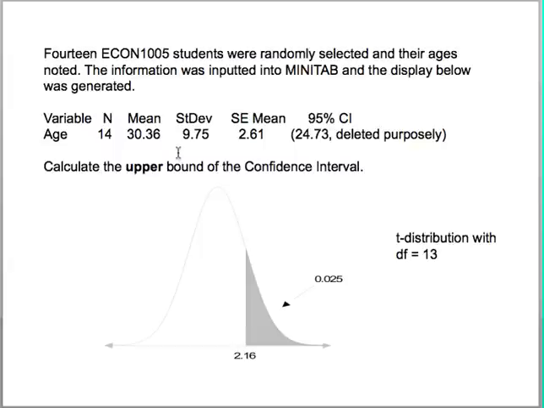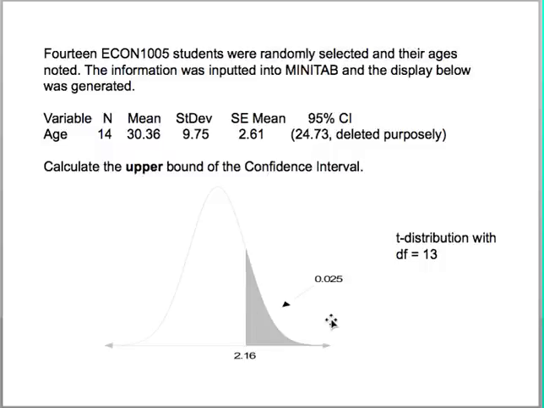So here's a question. 14 ECON1005 students are randomly selected and their ages were noted. The information was inputted into Minitab and the display below was generated. So you'll see age, 14 students, the mean, the standard deviation, the standard error mean, 95% confidence. Now the lower bound is 24.73 and the upper bound was deleted. You were asked to find the upper bound. Okay. Now, if it's a 95%, you know that you're going to have 2.5% on either tails.